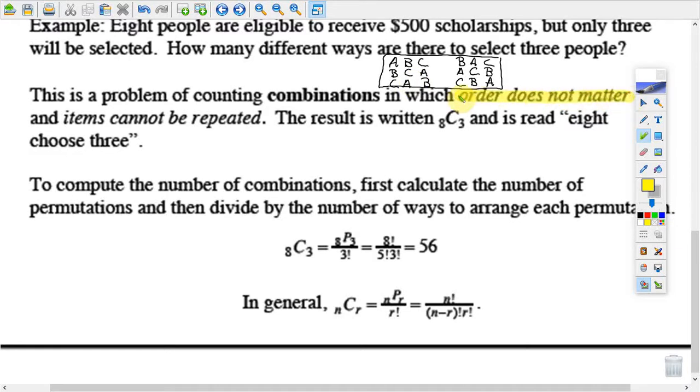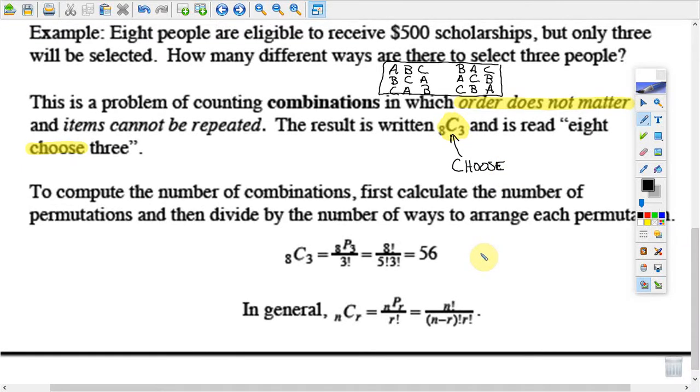So we write this as 8C3, and we'll use the word choose for combination. I'm not sure if I said it before or not, but for permutations, mathematicians use the word pick. In combinations, we use choose, so that you know when you're talking to someone whether it's a combination or a permutation. C goes with the C, P goes with the P. So to compute the number of combinations, first calculate the number of permutations and divide by the number of ways to arrange each permutation.